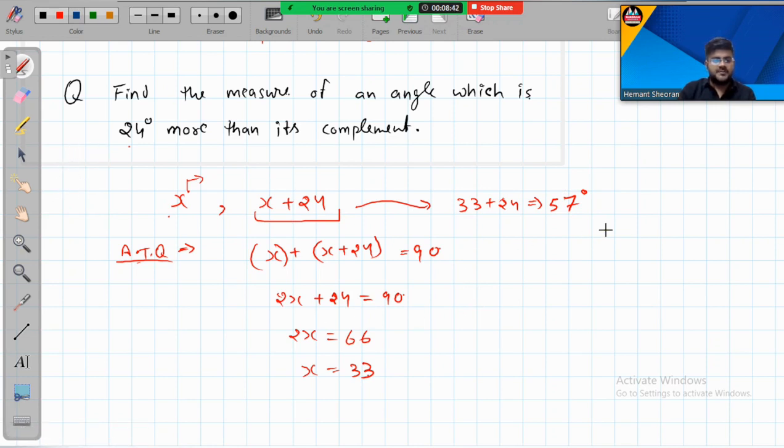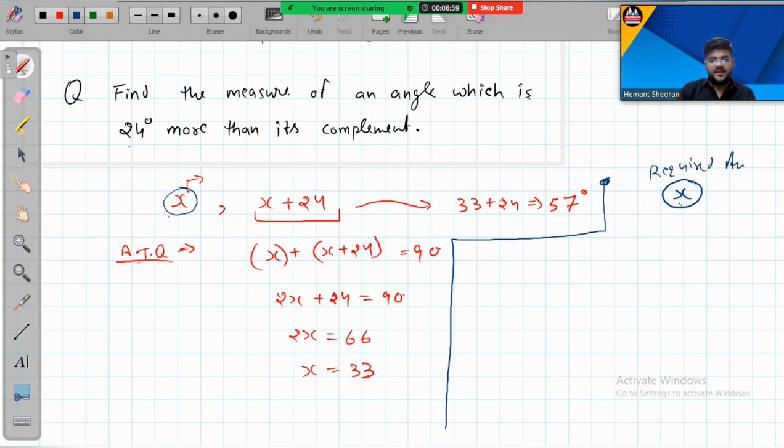Okay, there can be one more way to do this question. How can you do this? First of all, you think of the angle. Let's say the required angle is x. In your solution, you assumed the other angle to be x. In this one, I'm assuming the required angle to be x. Now 2x minus 24, you're doing it that way. Yes, you can do that way as well.